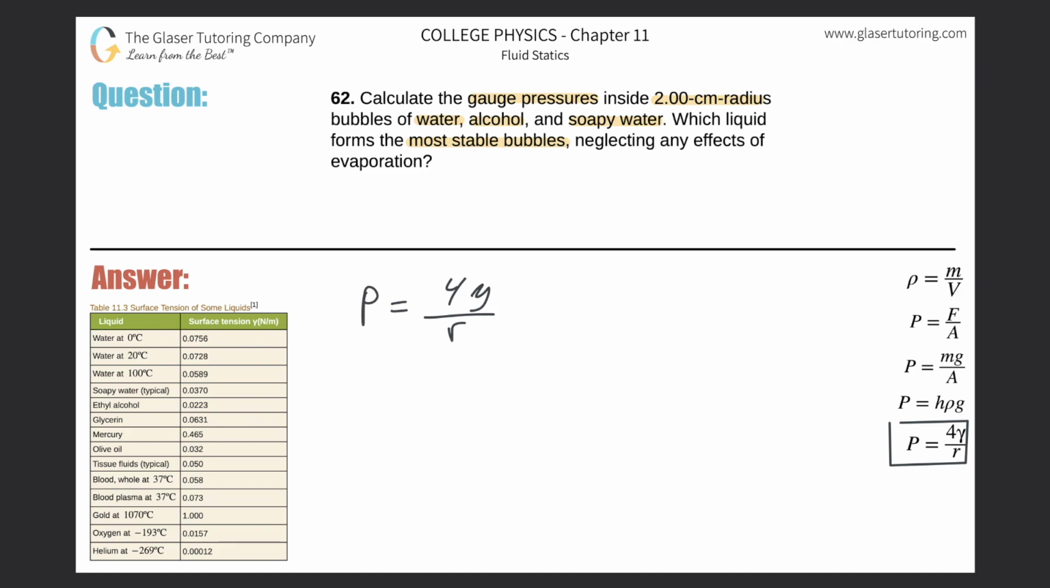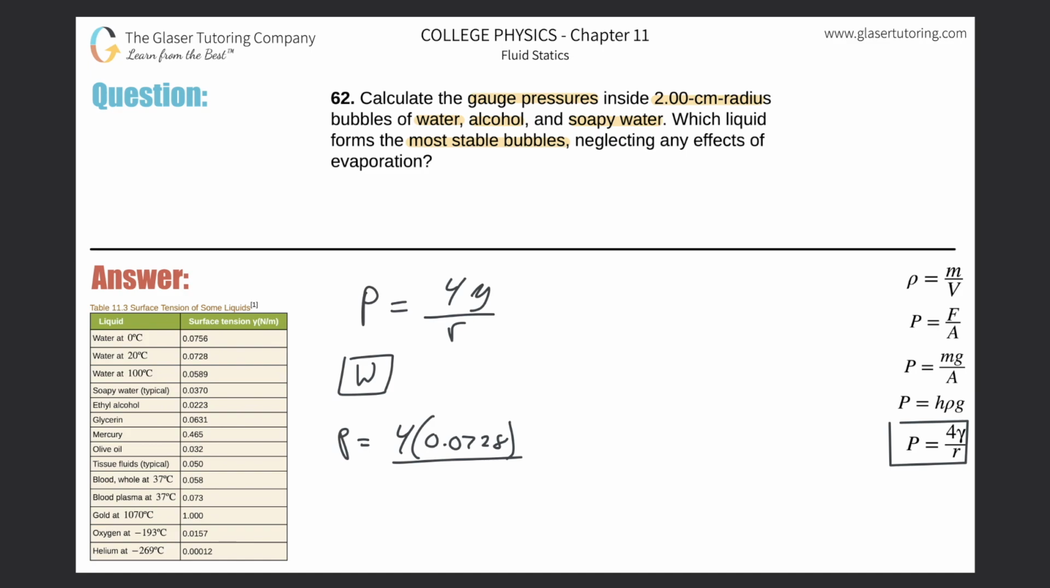Let's do this one for water. So the pressure inside that bubble would be 4 multiplied by the surface tension of water. And I've got 3 values to pick from here. I'd pick the 20 degrees Celsius one. That's about ambient temperature, so it's the most likely one to use. But if you used another one, can't really say you're wrong. The problem doesn't tell us a temperature.